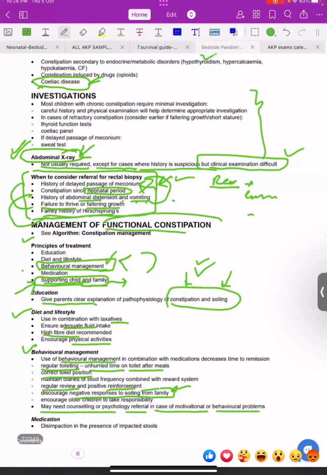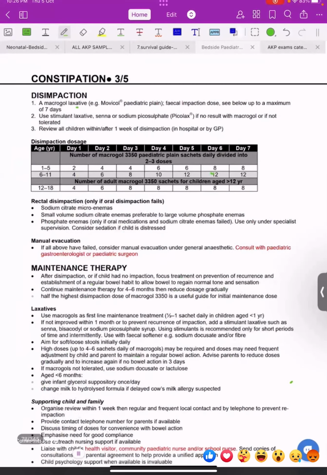Next is the medication, disimpaction in the presence of impacted stool. So first we talked about the behavior therapy, that is for the mother, for the family, and for the children. And next one is the medication. See here, which medication is basically used? Okay, just one minute.